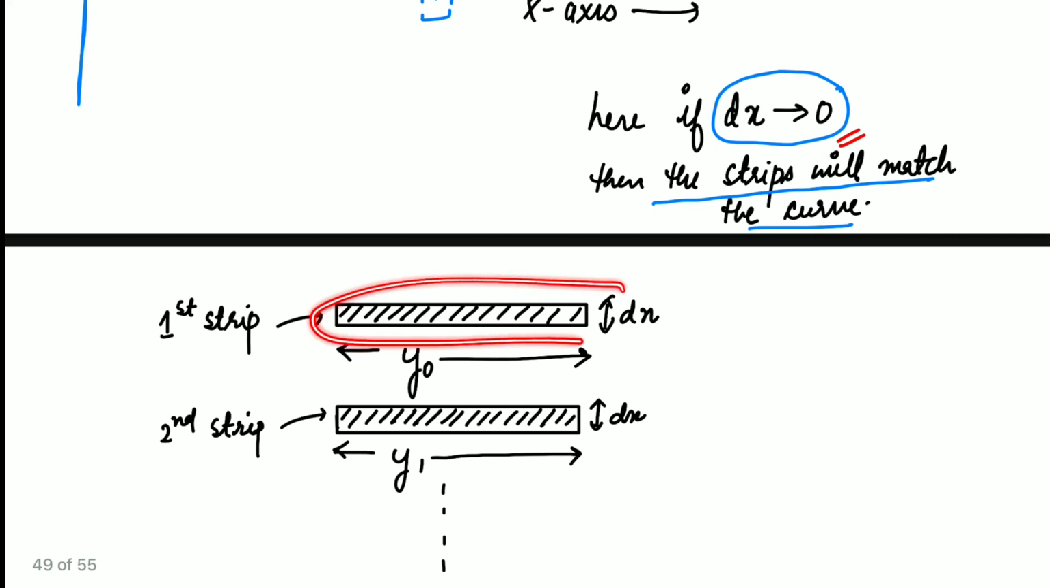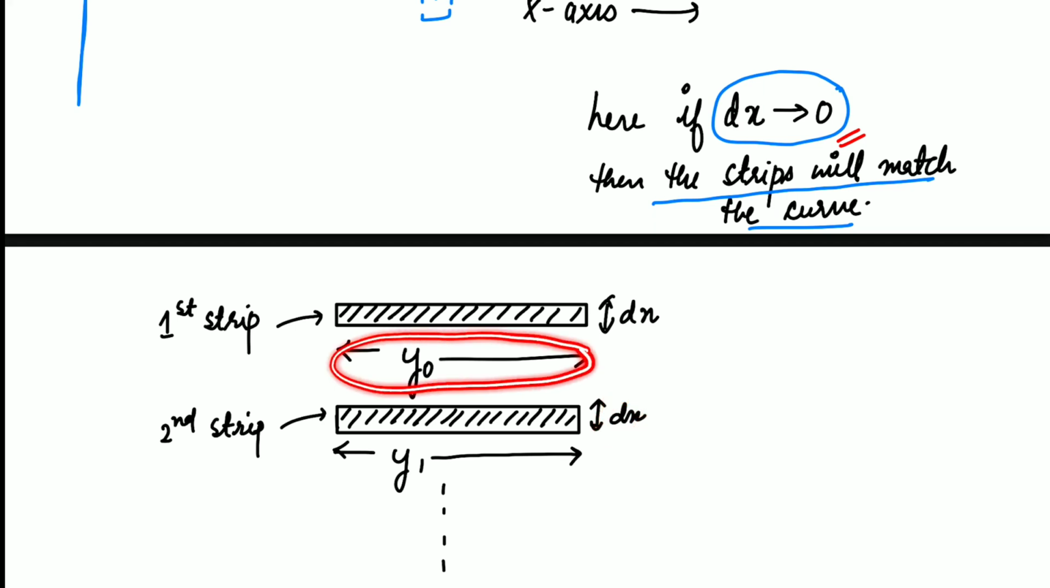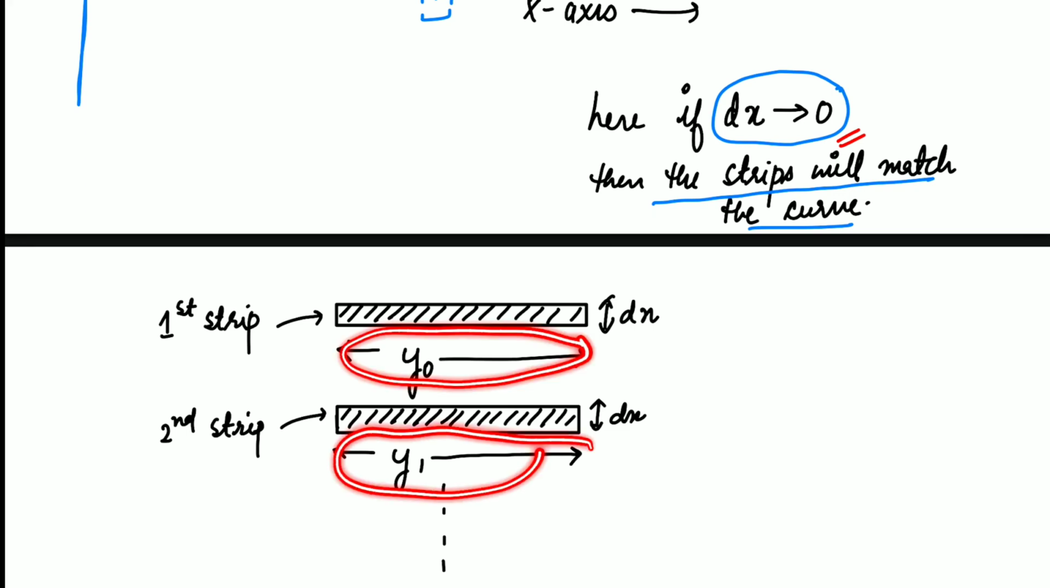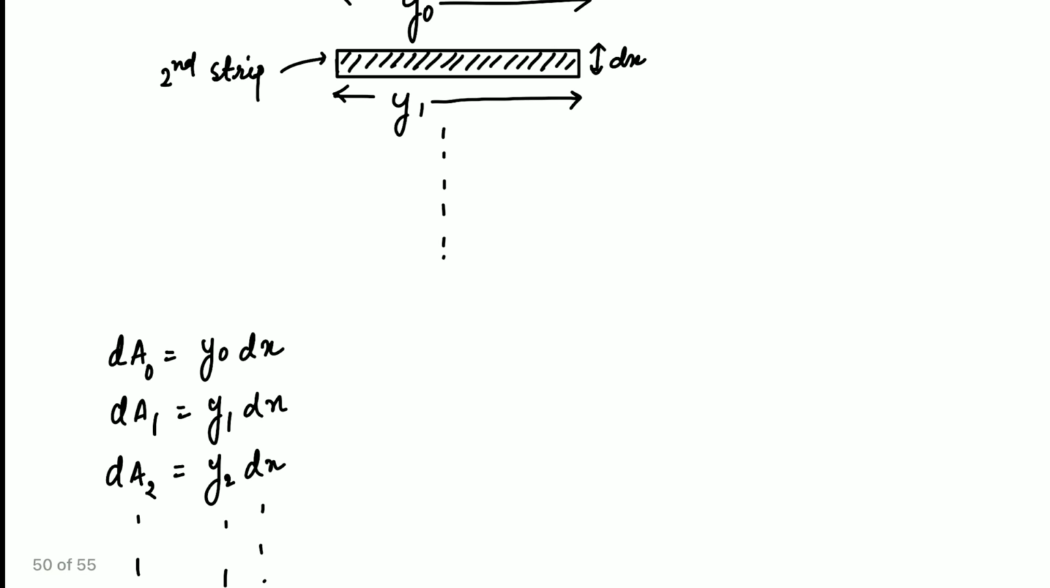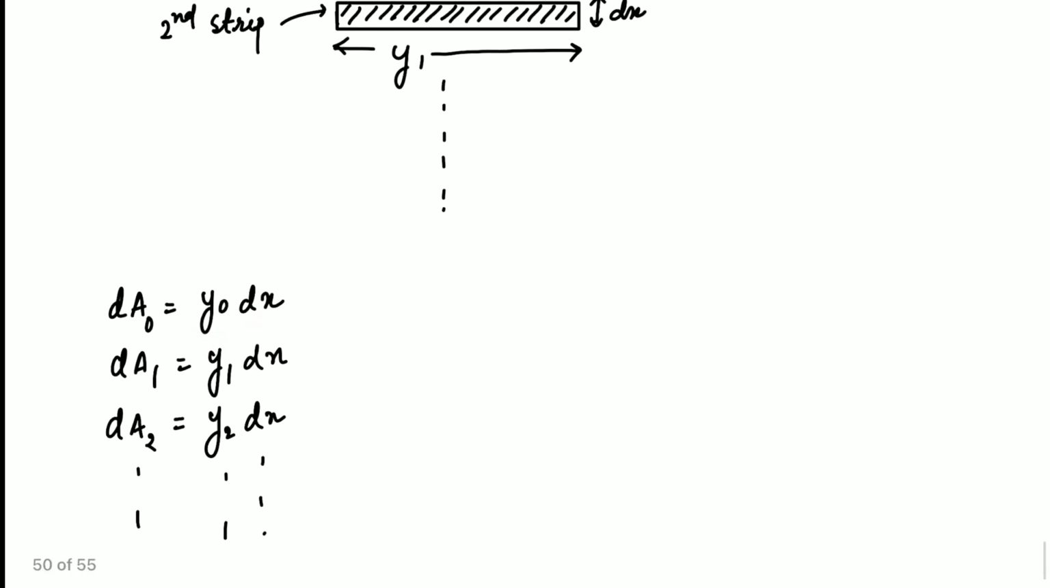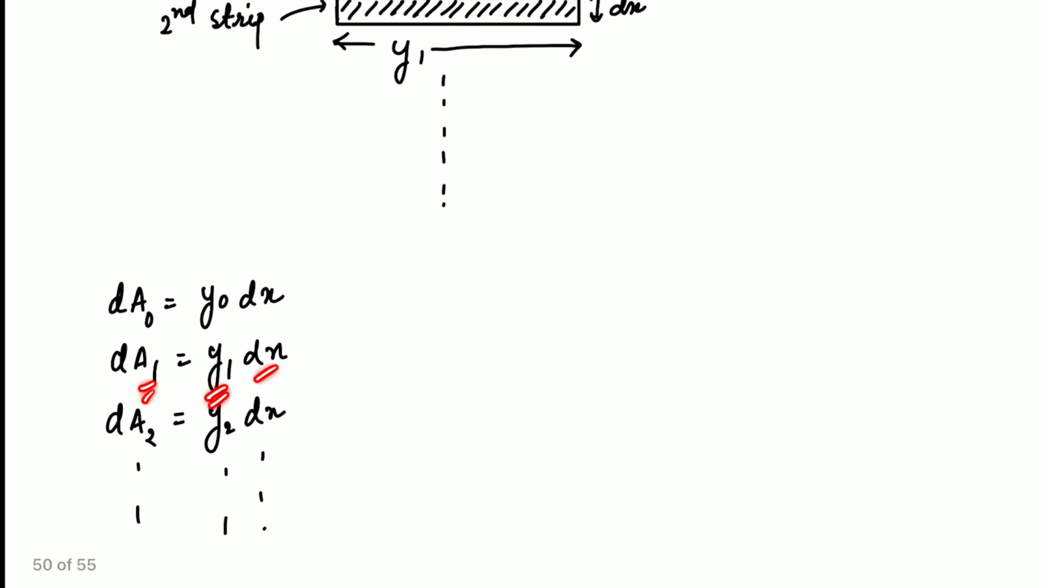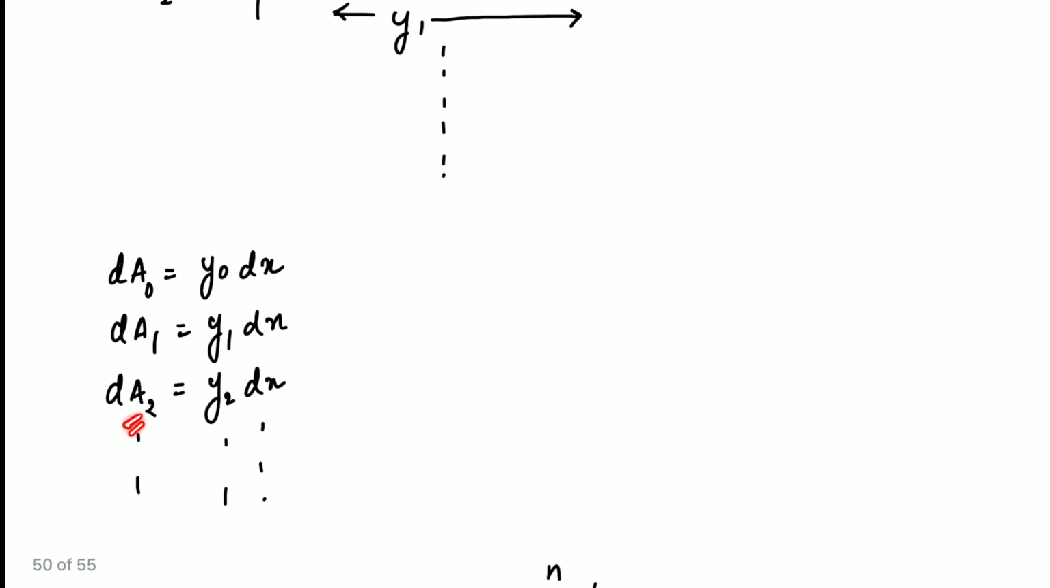You guys can see, for the first strip, the width is the same for every strip, but the corresponding y-axis length will be changing. For the first strip it will be y0, second strip y1, third strip y2, and so on till your yn strip. So the corresponding areas will be dA0 equals y0 times dx, dA1 equals y1 times dx, dA2 equals y2 times dx, and so on till dAn. I hope you guys can understand that, right?